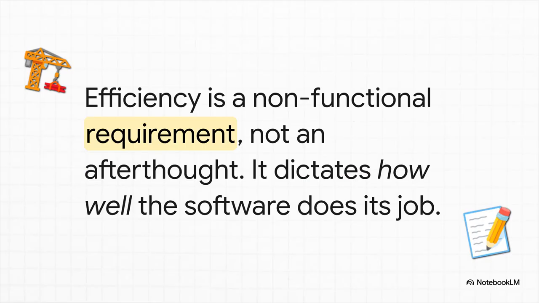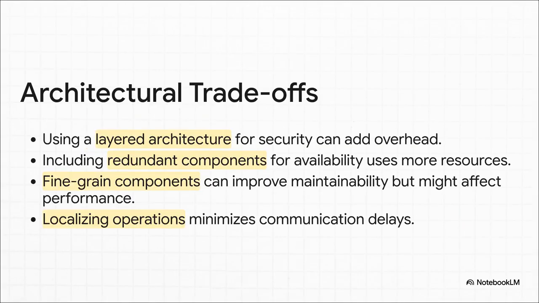And that's the key takeaway here. You can't just sprinkle some efficiency dust on at the end. It's not an afterthought. It has to be baked in from the very beginning, treated as a core requirement. It's what we call a non-functional requirement, which is a fancy way of saying it's not about what the software does, but how well it does it. And that how well gets decided really, really early on. We're talking about the fundamental design, the architecture of the software.